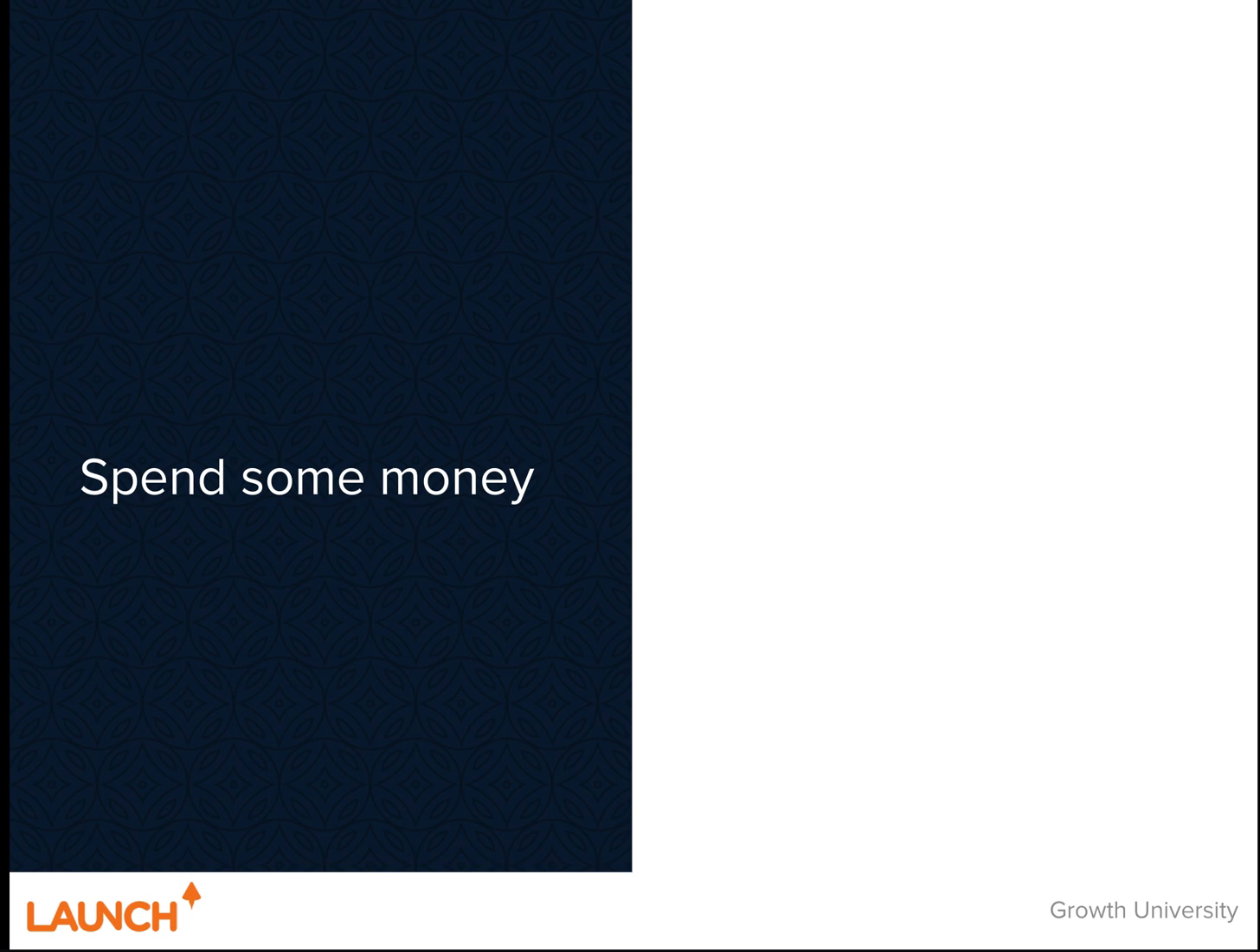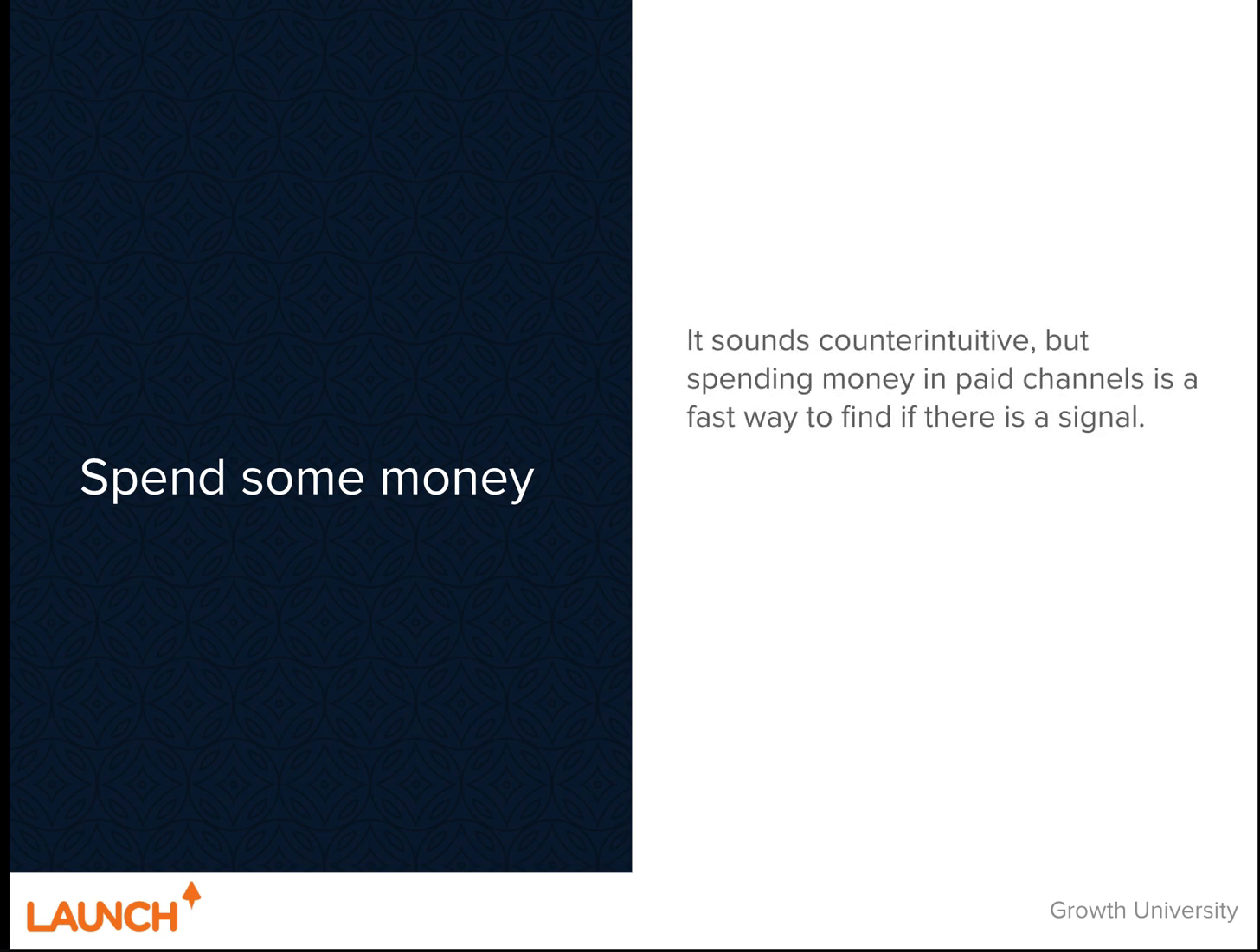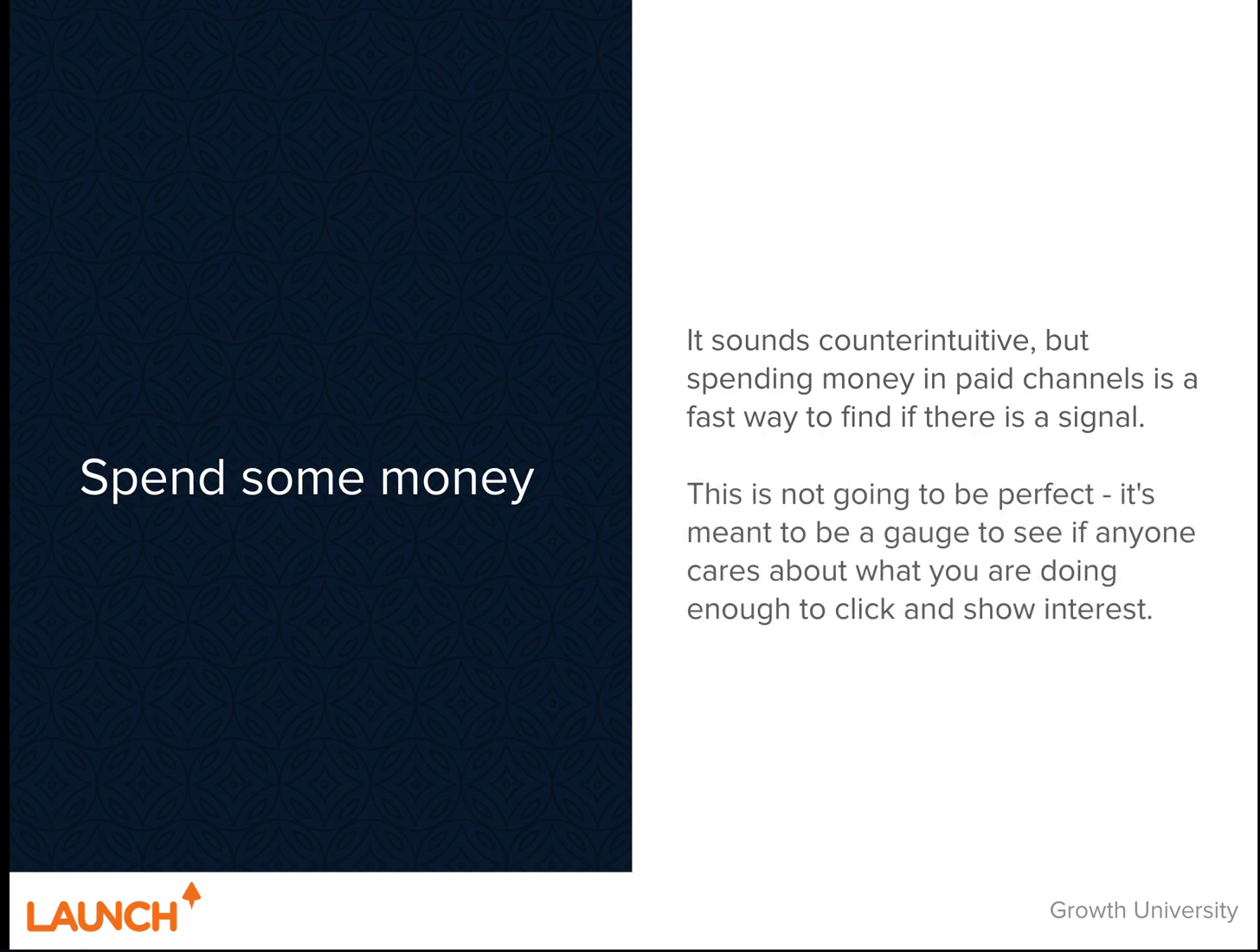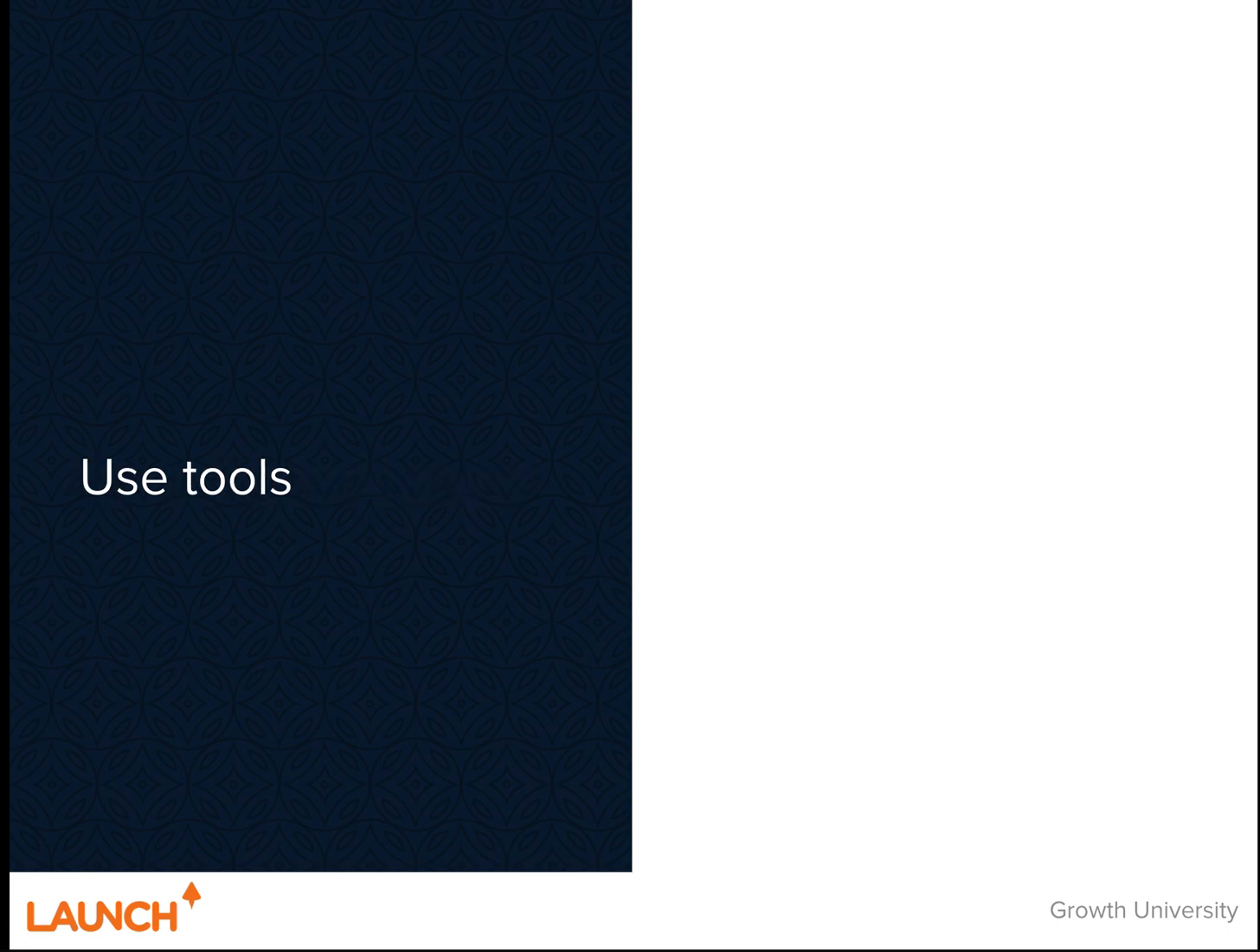Number 3, spend some money. It sounds counterintuitive, but spending money on paid is actually a great, fast way to find if there's a signal. You just may burn your money quickly. So this is not going to be perfect. It's meant to be a gauge to see if anybody actually cares about what you're doing enough to either click or show some kind of interest. So you're going for reach and then you're going for clicks.